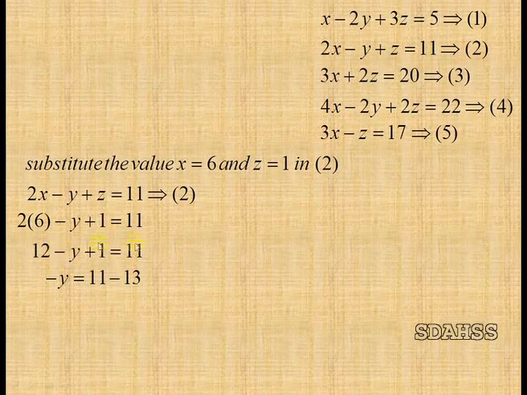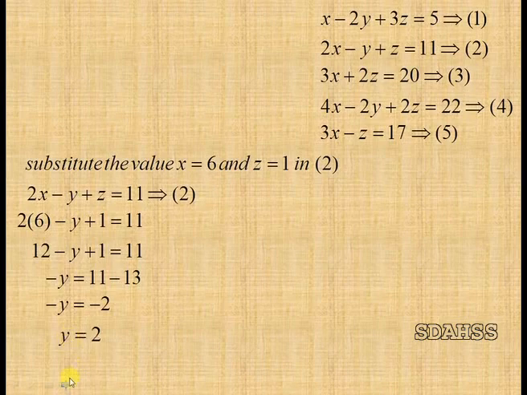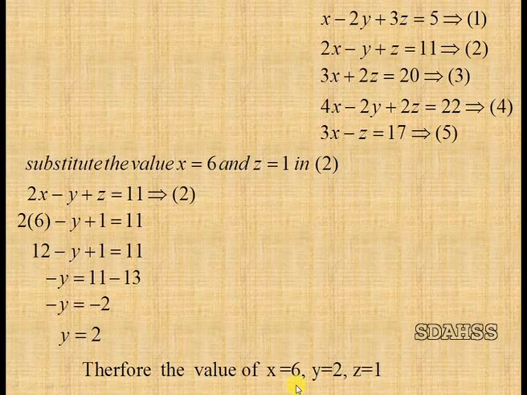Bring the 13 to the other side, it becomes negative. So minus y is equal to 11 minus 13. 11 minus 13 is minus 2. So minus y is equal to minus 2. Cancel both sides by the minus sign. So you have y is equal to 2. Now we got x is equal to 6, y is equal to 2, z is equal to 1.